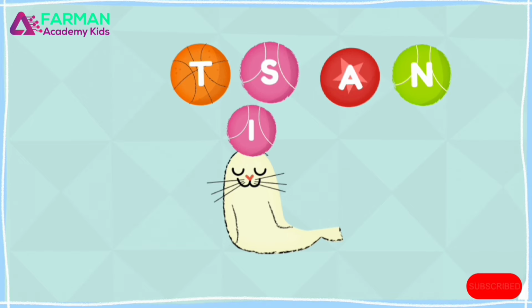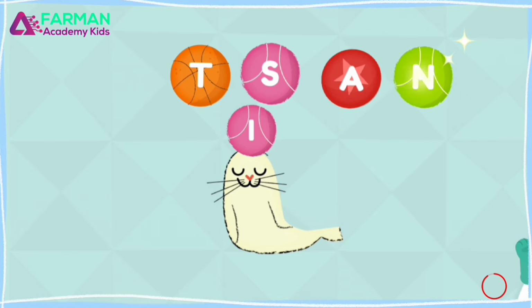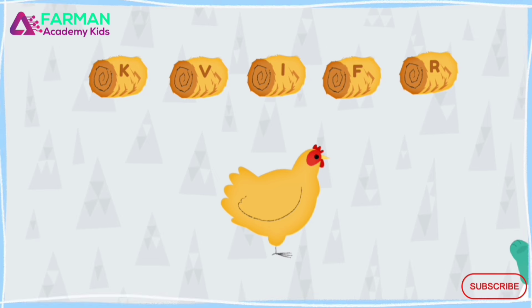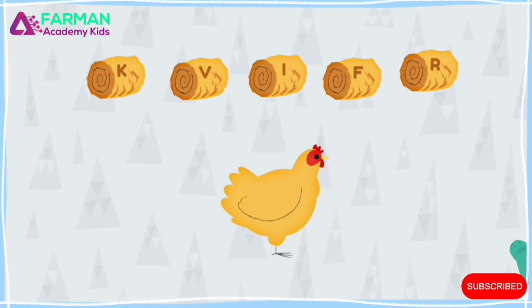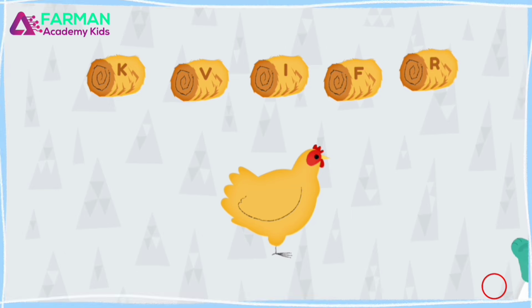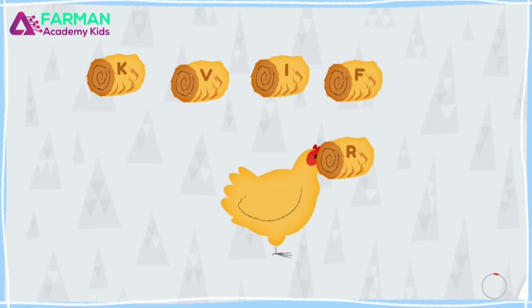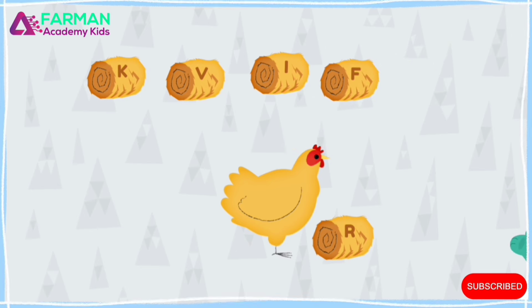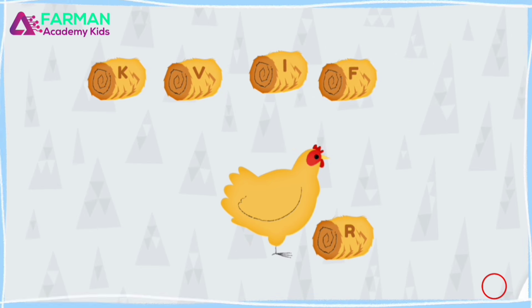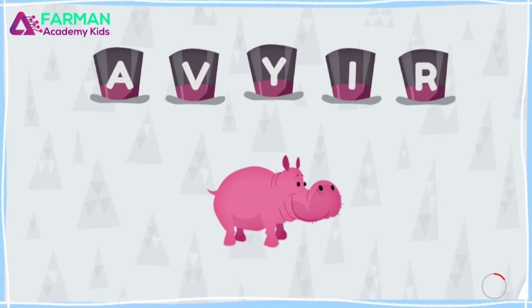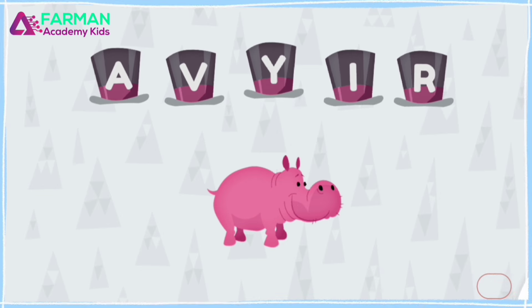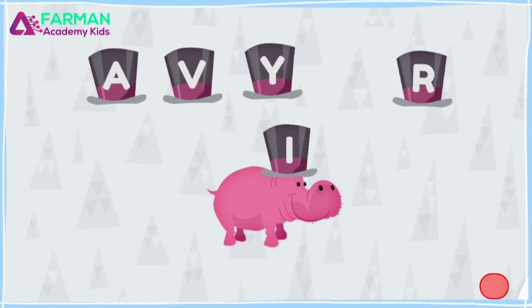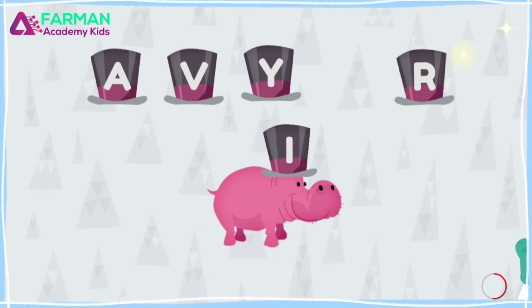Give the letter M to Olo. Give the letter M to Olo. Awesome! You gave the letter M to Olo. Trace the uppercase letter I. Great! You traced the letter I.